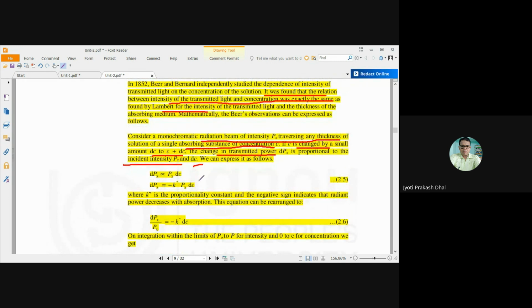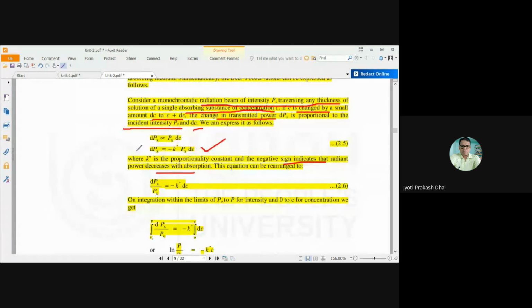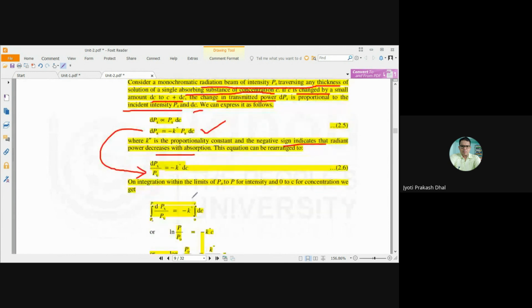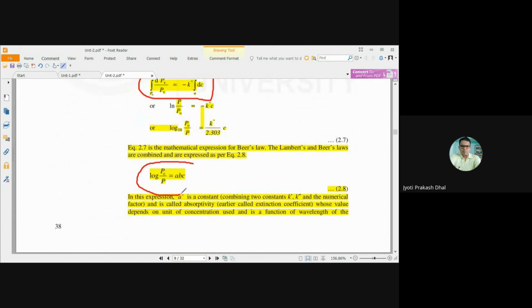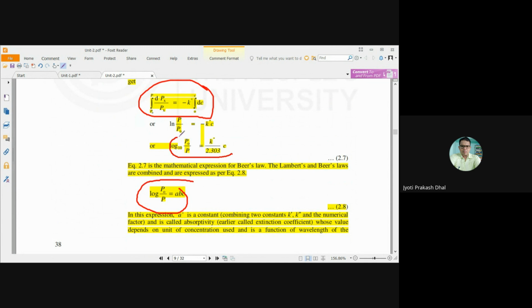We can write dPx is directly proportional to Px dc, or dPx equals some constant minus k double dash Px dc, where k double dash is the proportionality constant and the negative sign indicates that the radiant power or the intensity decreases with absorption. So from this equation we can write dPx by Px equals minus k double dash dc, and similarly taking logarithm on both sides we find the equation. So this is called Beer's law: log10 P naught by P equals k double dash by 2.303 c.